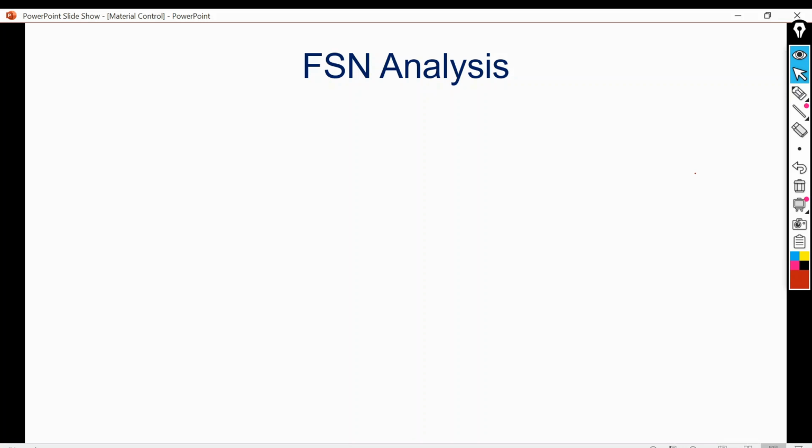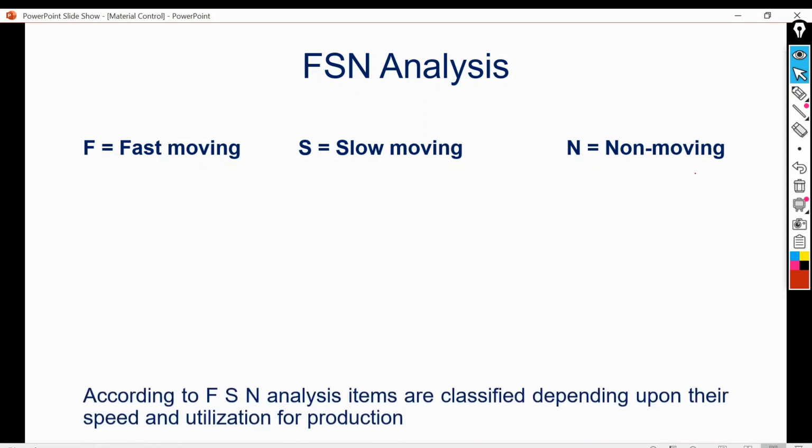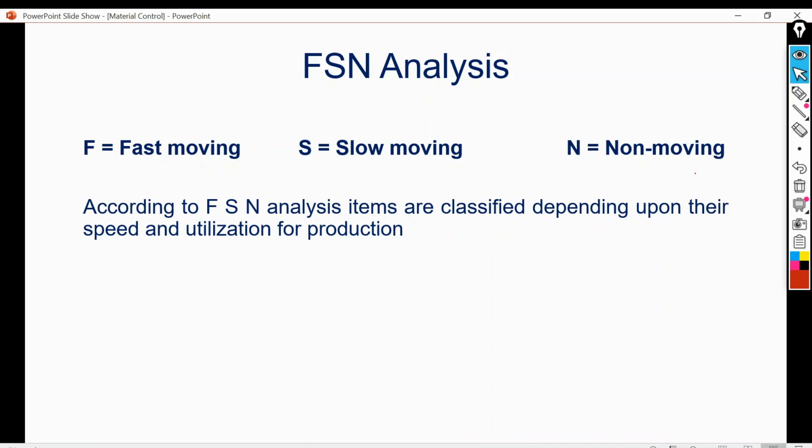Next, FSN. FSN stands for fast moving, slow moving and non moving items. These are also analyses in which items are divided into fast moving, slow moving and non moving. All the items held in stock, according to FSN analysis, are classified depending upon their speed and utilization for production. We can clearly understand the difference between ABC, VED and FSN.